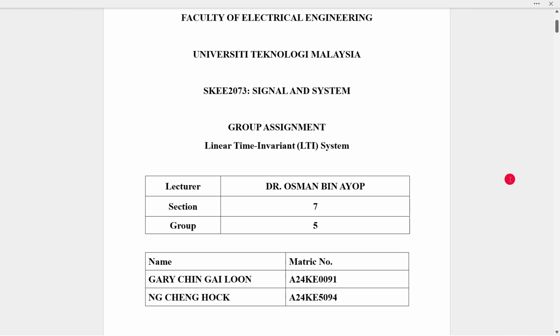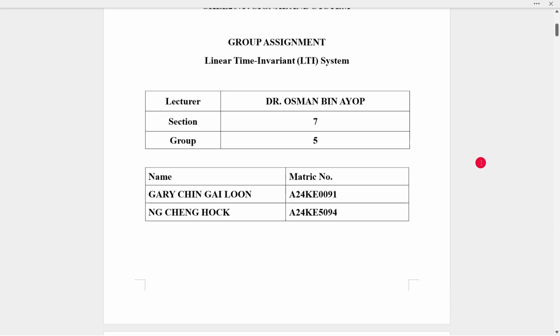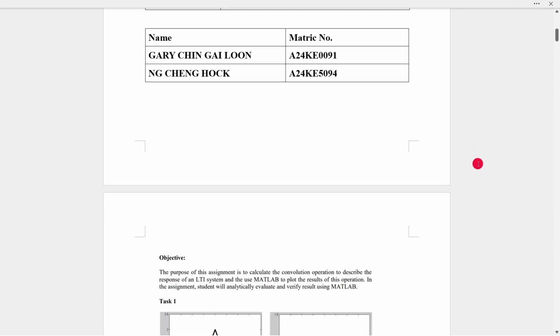Hi, today we will be presenting our group assignment for the Signal and System course related to linear time invariant systems. So we are from section 7, group 5. My name is Gary and my teammate is Cheng Hok. So I'll be explaining task 1.